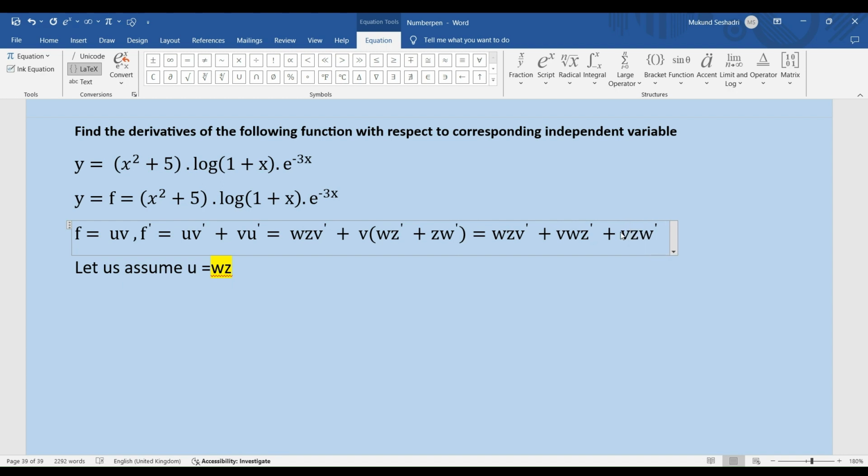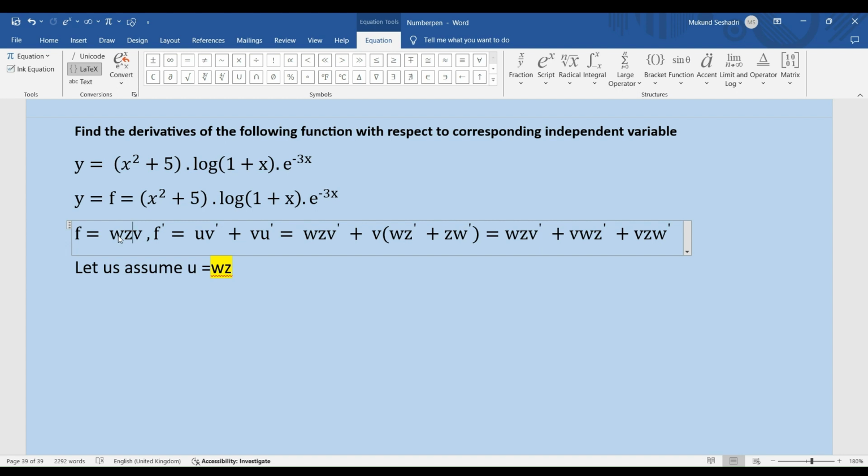So my f, when it is a product of three functions, and let's say I replace my u as wz, let's say if my f is a product of three functions wz and v, what is my f dashed is nothing but wz into v dashed plus vw into z dashed plus vz into w dashed, right? So I keep function 1 and function 2, I differentiate function 3. Similarly, I keep function 2 and function 3, I differentiate function 1.